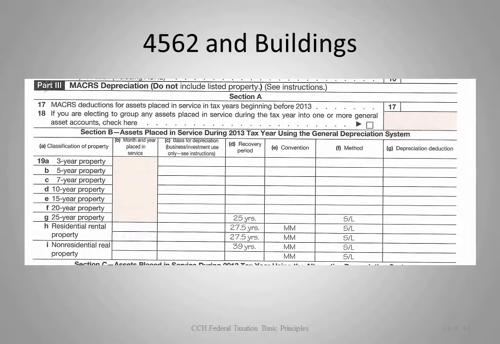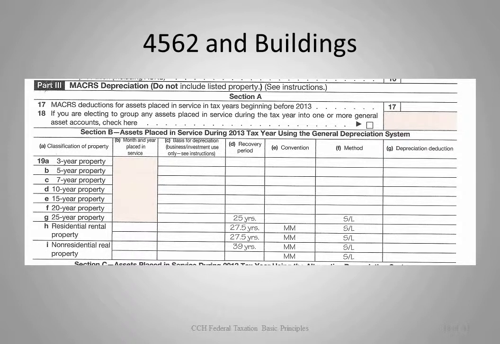So if you have more than one building, you actually have to put in the month and year placed in service. That area is pinked out above for equipment for reasons that we'll talk about later. So the day and month, the basis would be the dollar amount reduced by the land. And then notice that you have no choices for recovery period. All right, you are going to use the 27.5 for residential property. Use 39 years for non-residential. You are going to use a mid-month convention, and you're going to use a straight line depreciation.